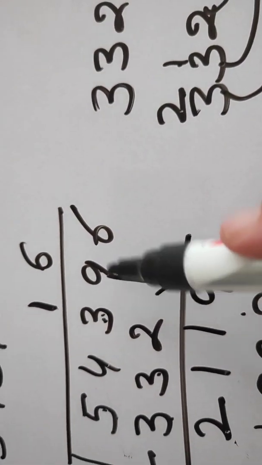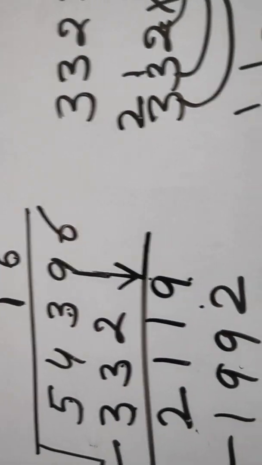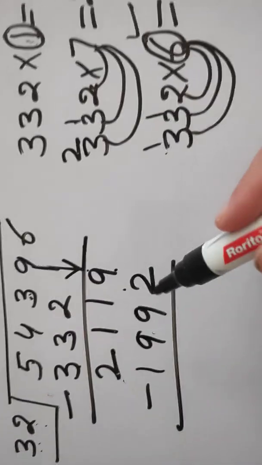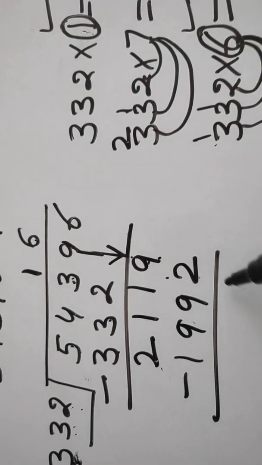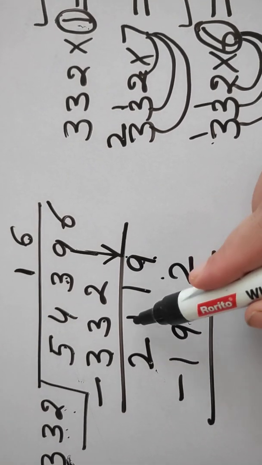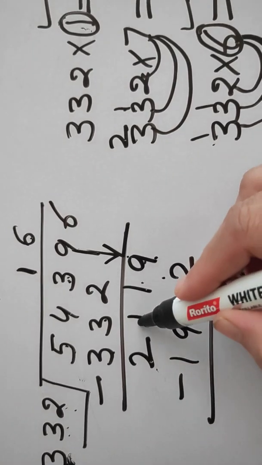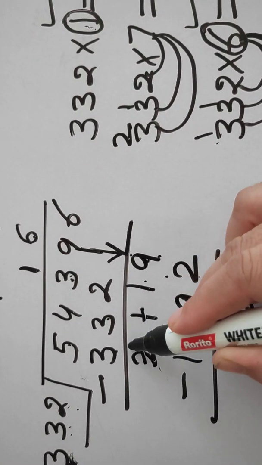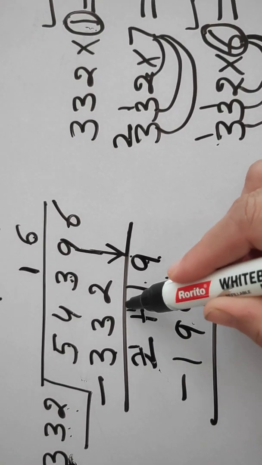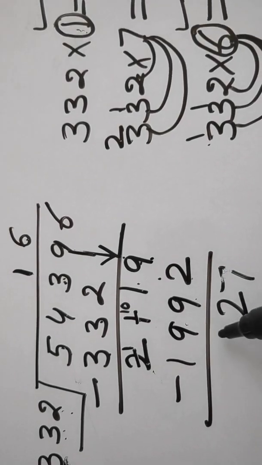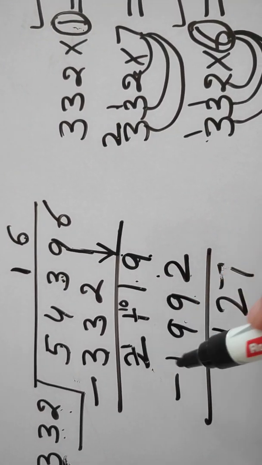We will write it at the top of 9, the last digit which we brought down. So our quotient will go above that number. Now we will subtract: 9 minus 2 is 7. 1 is small, we will borrow from here, 11 minus 9 is 2. It has borrowed from here, so now it becomes 10. 10 minus 9 is 1, and 1 minus 1 is 0.